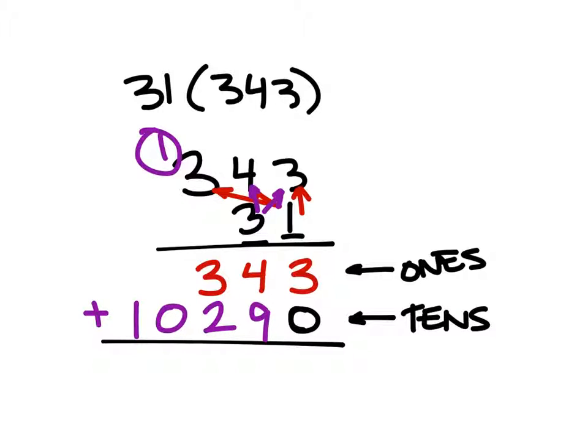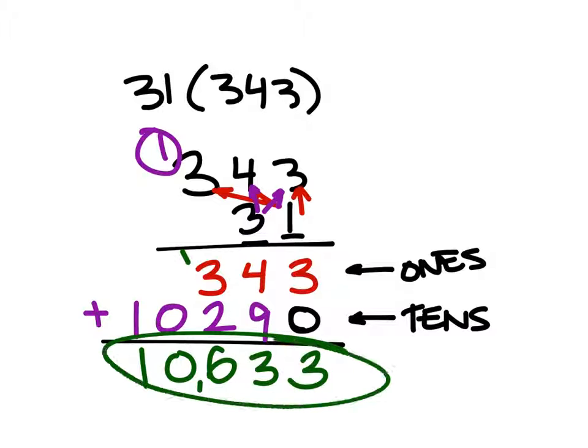Now, these values we're going to add because the 31 is really just 30 plus 1. And so we're adding the 1s from the 1 and the 10s from the 30. And when we do that, we get a 3 here, there's a 13, carry the 1. That'd be 6 there, and 1 0. So that'd be 10,633 would be our answer for this multiplication problem.